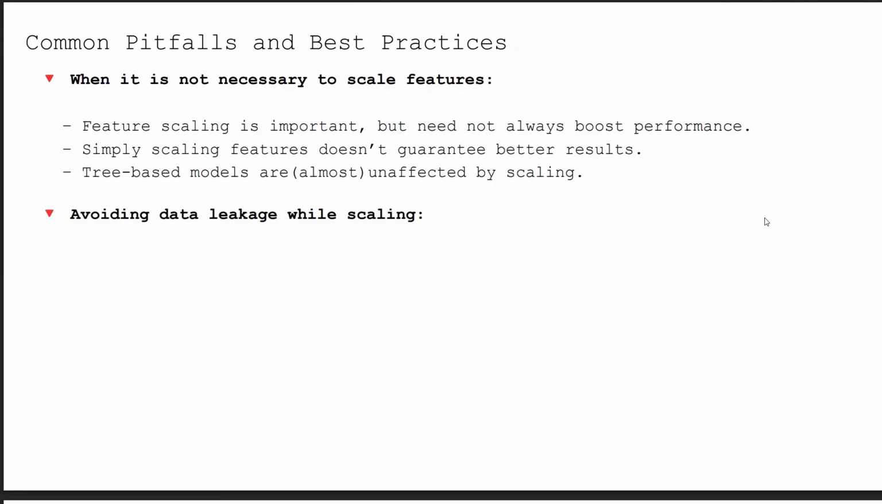So in those types of implementation of those models, we can skip this part, but for the rest of them, it's a trial-based process. We have to try it out, and based on that, we can check whether the improvement is happening or not. Now, the next thing is avoiding data leakage while scaling.